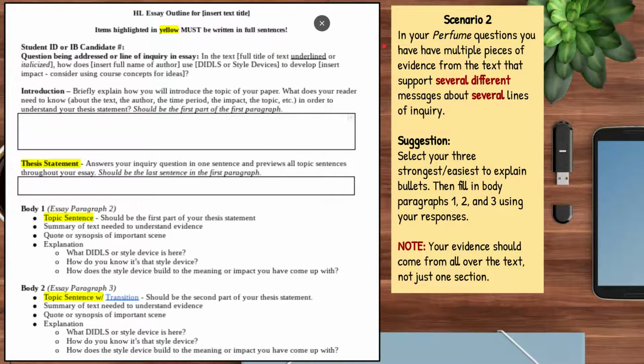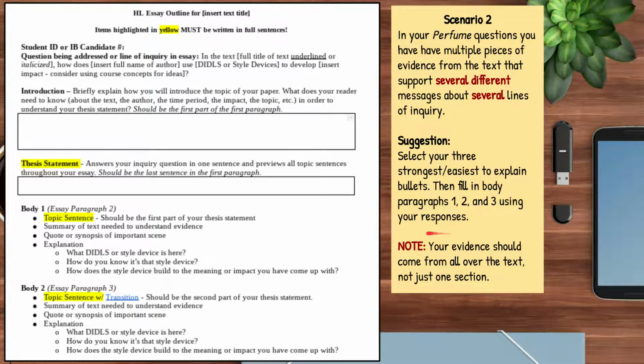Okay. Another scenario might be that you didn't find the exact same bullet points for the exact same lines of inquiry. Let's say in your Perfume questions, you have multiple pieces of evidence from the text that support several different messages about several lines of inquiry. That's okay too. My suggestion would be to select your three strongest, and by that I mean maybe easiest to explain, bullets. Then fill in your body paragraphs 1, 2, and 3 using your responses.